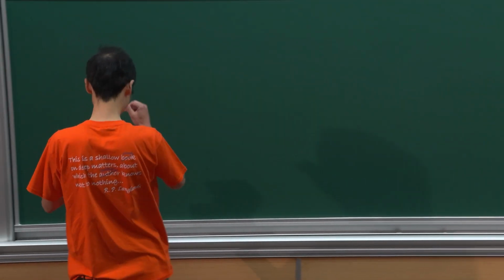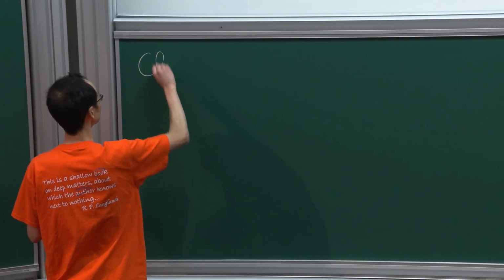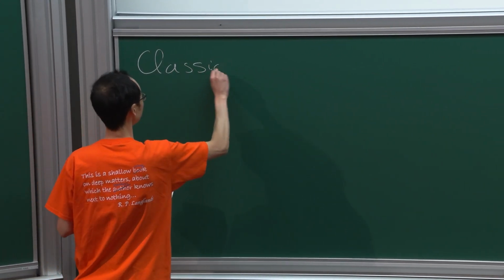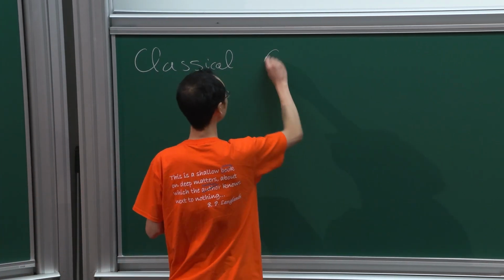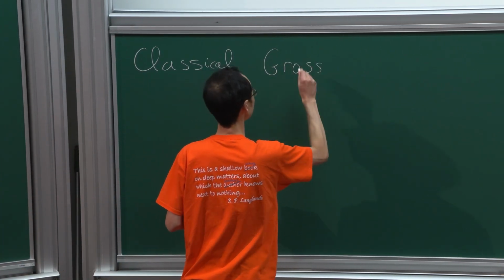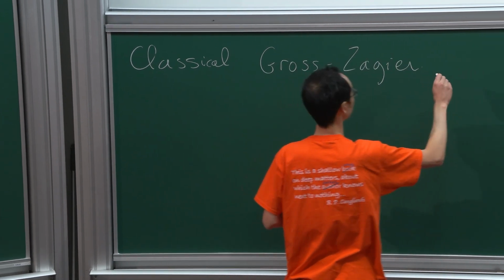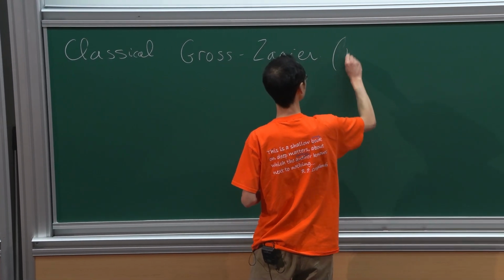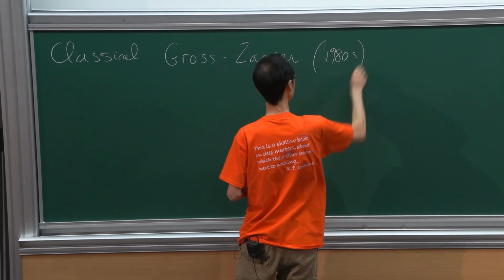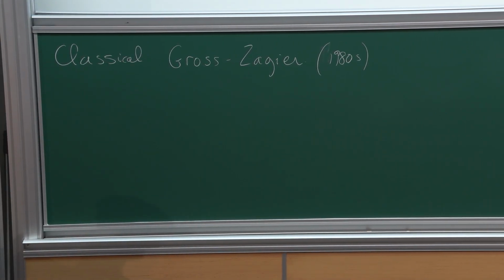So let me start with the Gross-Zagier work in 1980, the classical Gross-Zagier formula. This is roughly in the middle of the 1980s. So the setup here is the following.